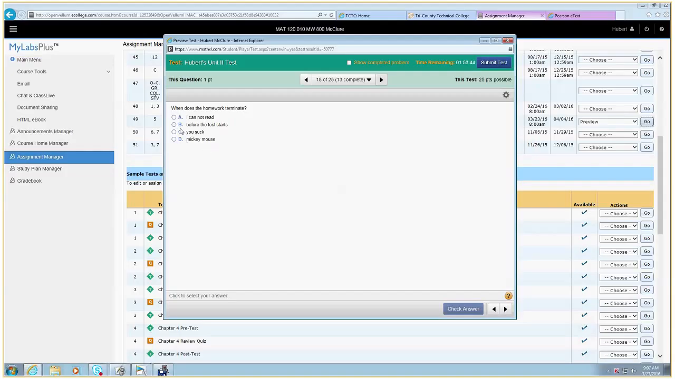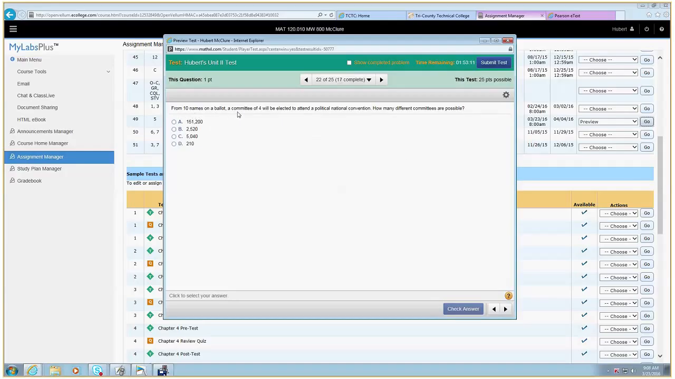When does homework terminate? I should take that one off. How's it counted? Takes the highest and drops the lowest. Dadgum it, put them all together. The word "and" in probability implies that we use the what? Multiplication rule. I made this test too easy.